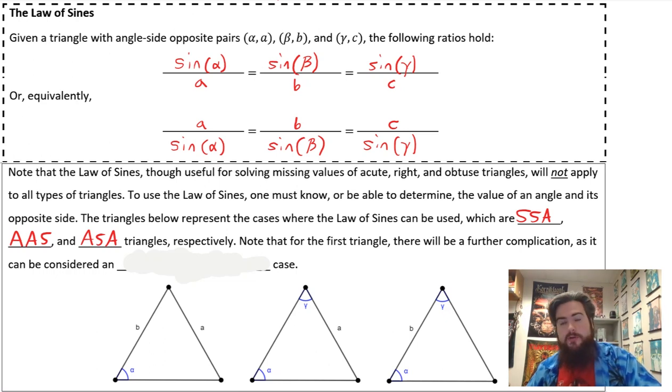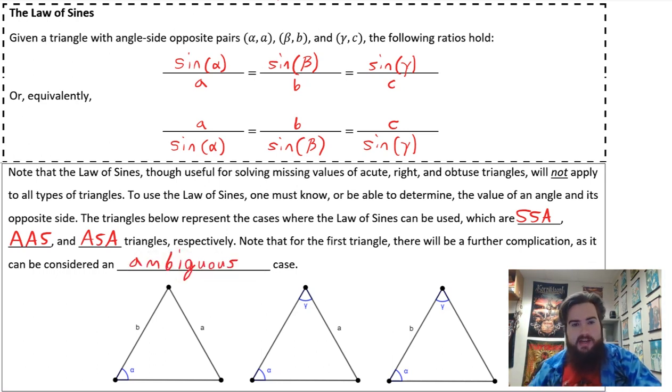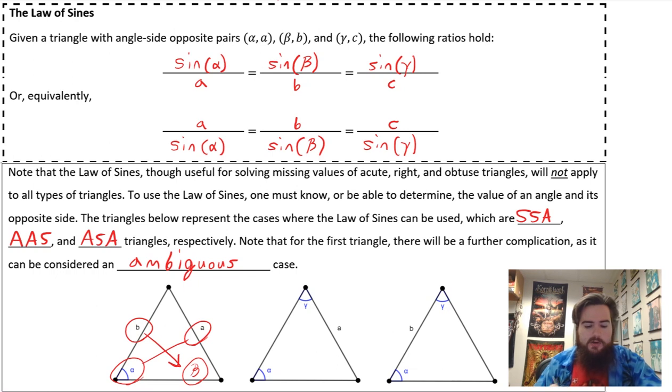Note for that first triangle, though, that will cause a further complication, as that is what can be considered an ambiguous case. You will see examples of this as you go throughout Lesson 16, but what an ambiguous case means is that when we solve for our first angle measure, which in that first case would be beta, because we know alpha and A and we know B, we can solve for beta.